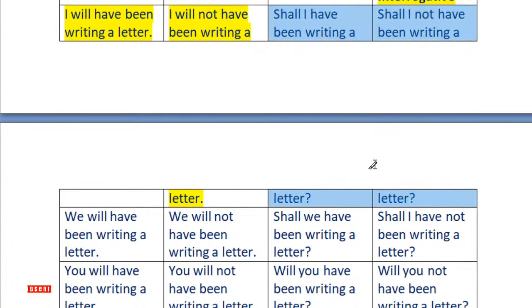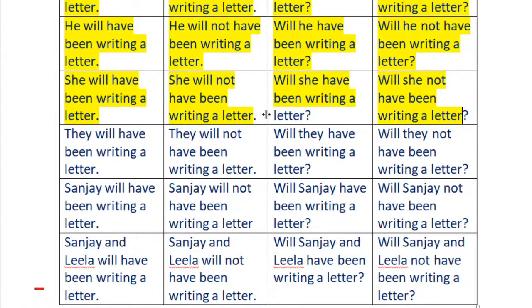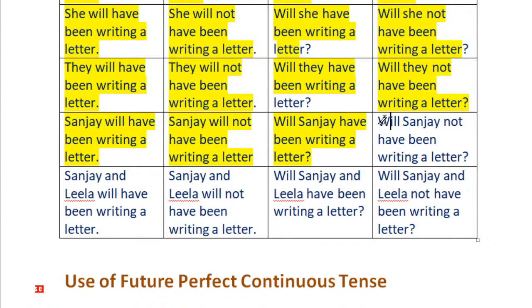She will have been writing a letter. She will not have been writing a letter. Will she have been writing a letter? Will she not have been writing a letter? They will have been writing a letter. They will not have been writing a letter. Will they have been writing a letter? Will they not have been writing a letter? Then we have Sanjay will have been writing a letter. Sanjay will not have been writing a letter. Will Sanjay have been writing a letter? Will Sanjay not have been writing a letter?